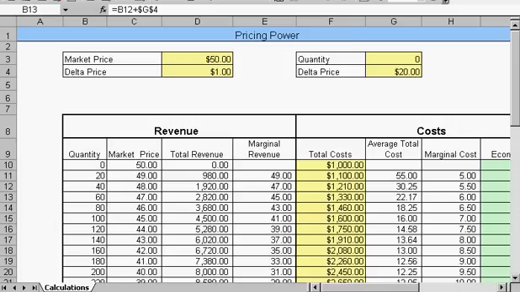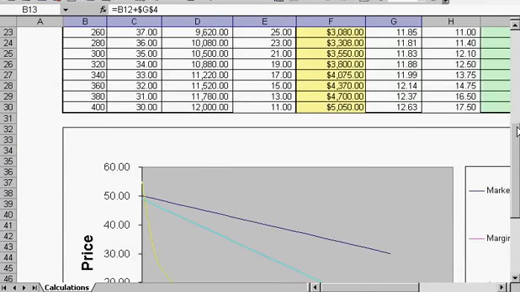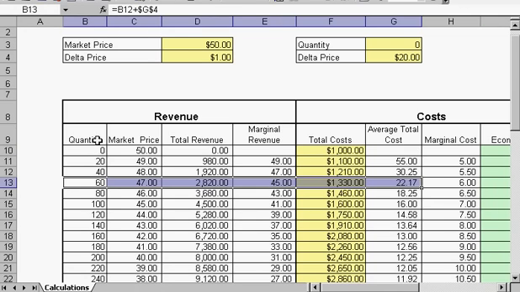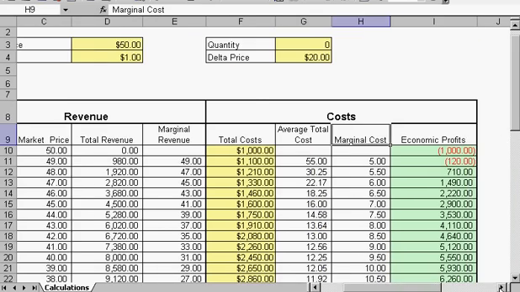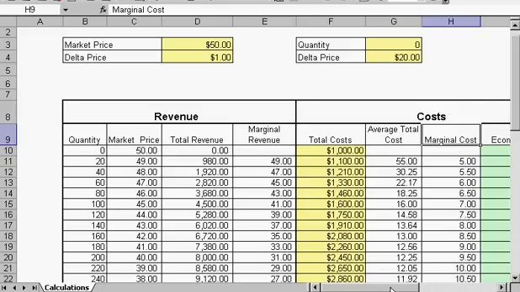Pricing power. This is a useful spreadsheet to price and graph some of our basic indicators. We have quantity, market price, total revenue, marginal revenue, total cost, average total cost, marginal cost, and economic profits.